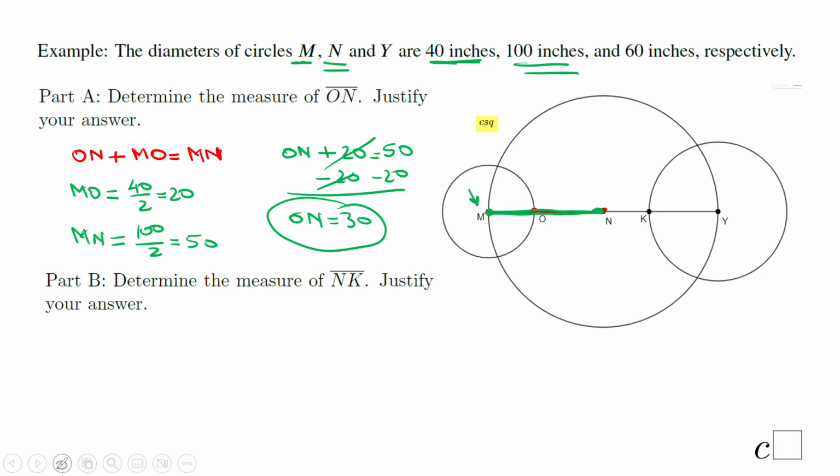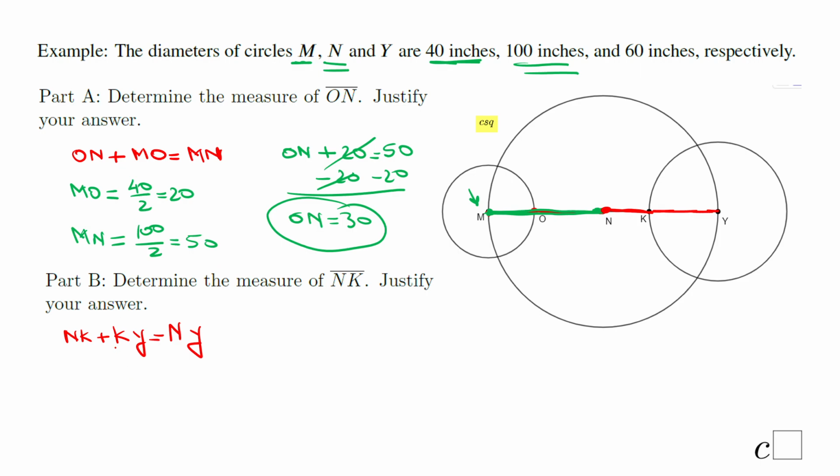Let's take a look at part B of this problem. Very similar. Determine the measure of NK. NK is this segment, and we notice NK plus KY is NY, the segment addition postulate, if you remember and if you need it. Okay, so now let's take a look.